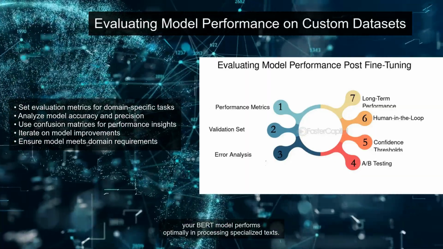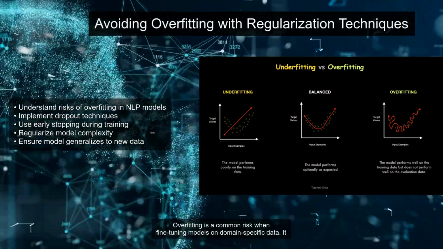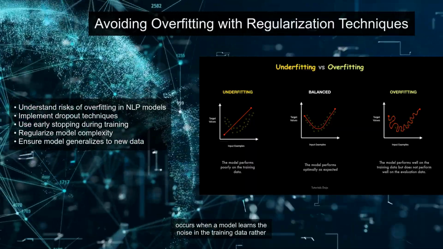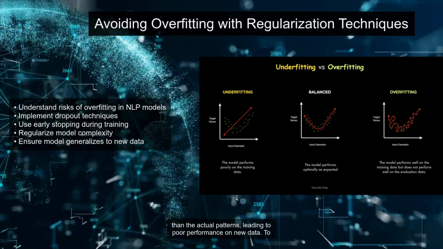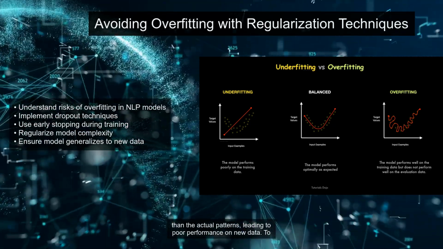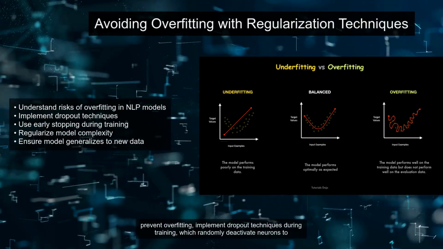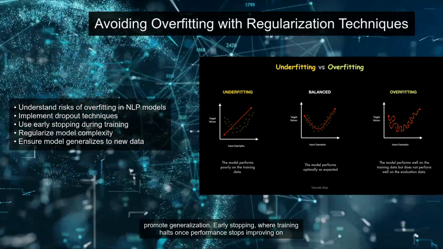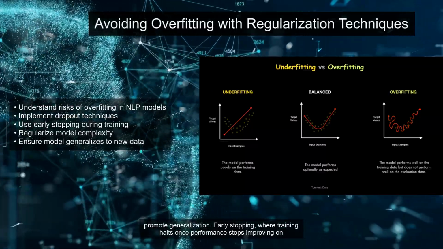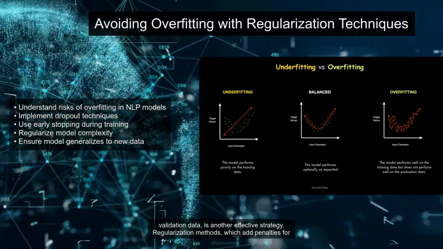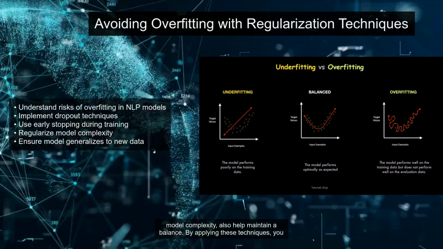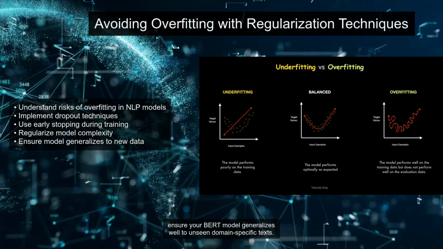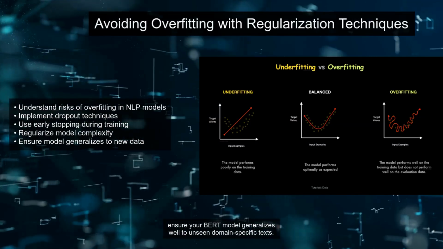Overfitting is a common risk when fine-tuning models on domain-specific data. It occurs when a model learns the noise in the training data rather than the actual patterns, leading to poor performance on new data. To prevent overfitting, implement dropout techniques during training, which randomly deactivate neurons to promote generalization. Early stopping, where training halts once performance stops improving on validation data, is another effective strategy. Regularization methods, which add penalties for model complexity, also help maintain a balance. By applying these techniques, you ensure your BERT model generalizes well to unseen domain-specific texts.